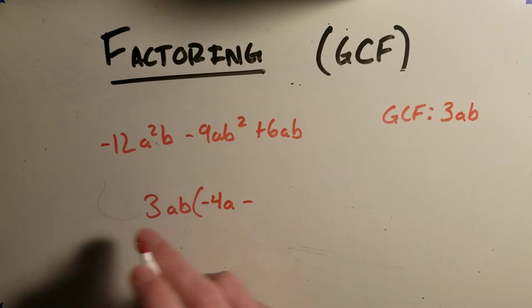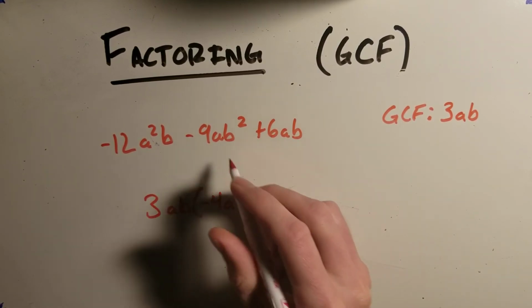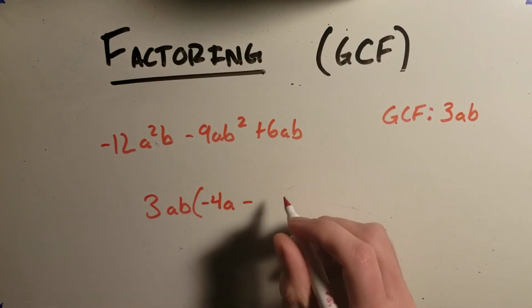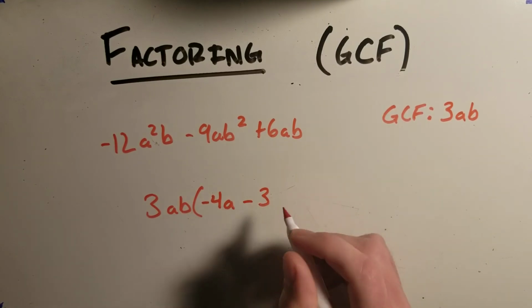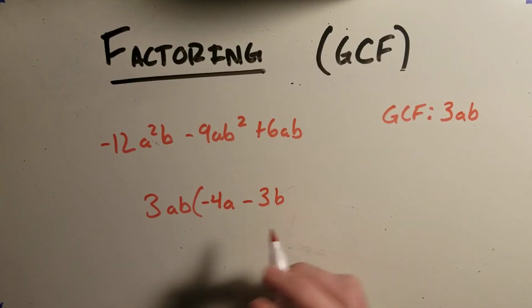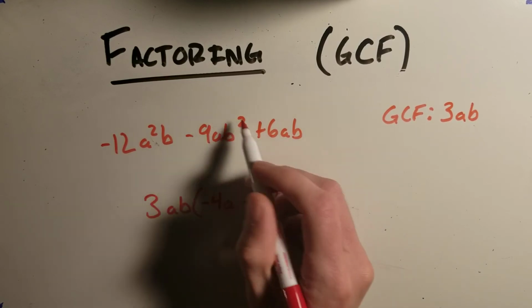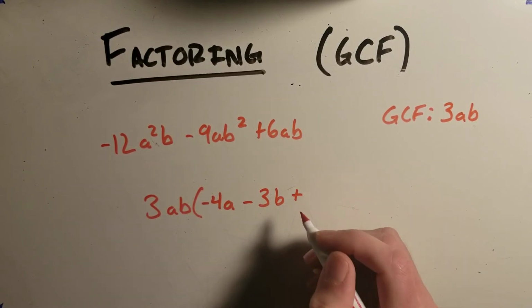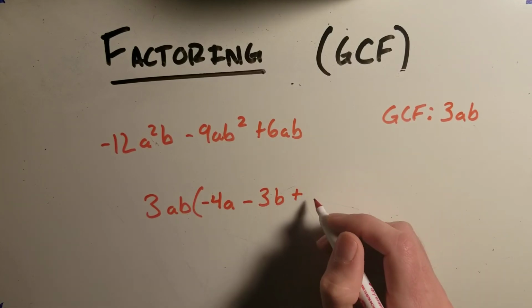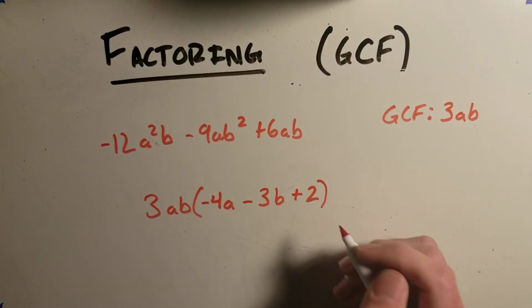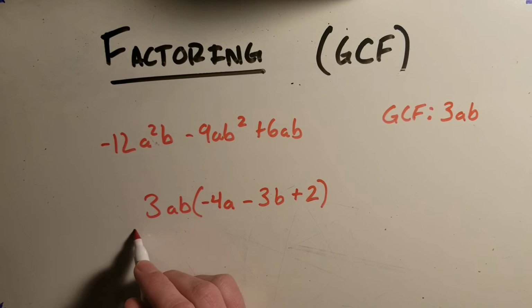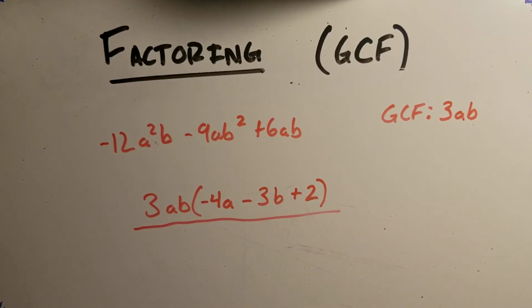Now if you go ahead and go on to your second term, minus 9ab squared, well, if you multiply this, it would be minus 3, and then b. If you distribute your 3ab to negative 3b, you'd end up here. And your last one, if we factor out the 3ab, you're left with plus 2. So there we go. We are completely factored there.